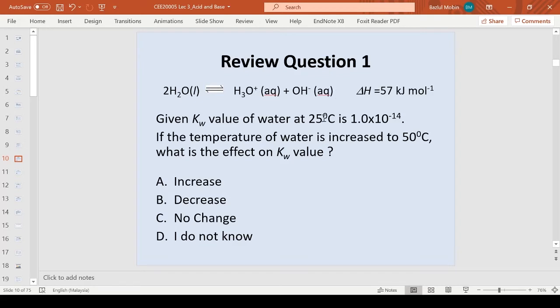Now for this problem, when we are going from 25 degrees centigrade to 50 degrees centigrade, of course we have increased the heat, that means we have supplied the heat to the system, and then it will proceed more for higher temperature. More hydronium ion and hydroxyl ion will be formed, and that means the concentration of these will increase, and thus the Kw value will also increase.